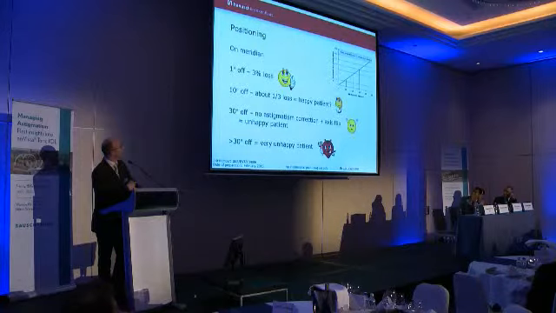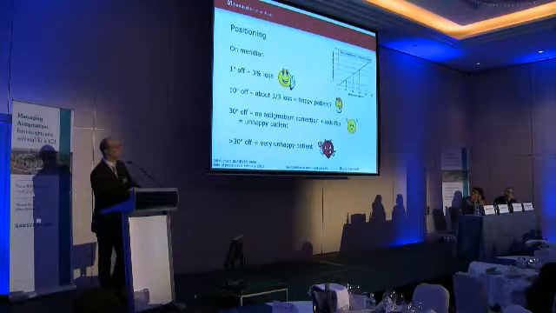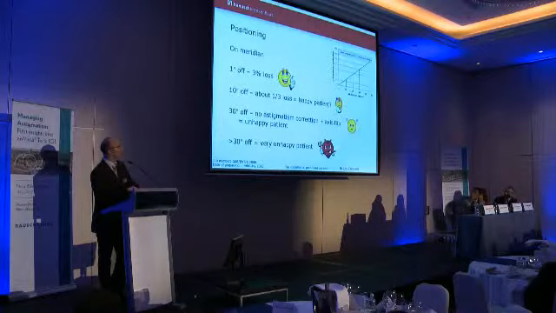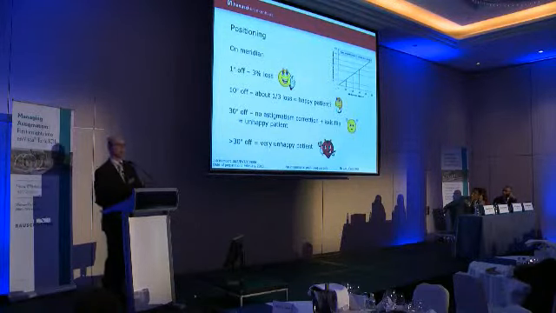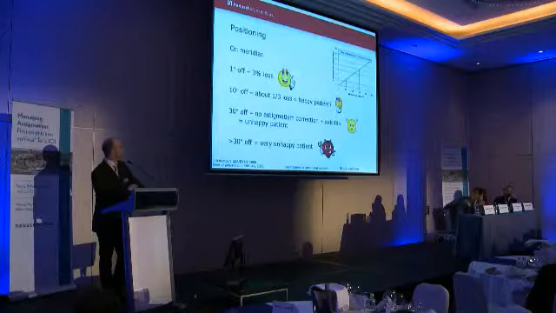So here, that has already been said, 1 degree off means about 3% loss of your toric power. That's obviously very little, but if you are 10 degrees off, and that's only a millimeter at the limbus, you already lose a third of your toric power, but you still may have a happy patient. But if you're more than that, I think then you're in trouble, because not only does the patient still have the same amount of astigmatism, but he actually also has an axis flip, which patients usually don't like. So really it is about trying to stay definitely below these 10 degrees off alignment if you want to have a patient with a relatively good outcome. Next slide.